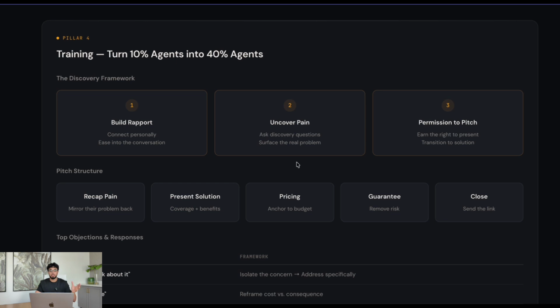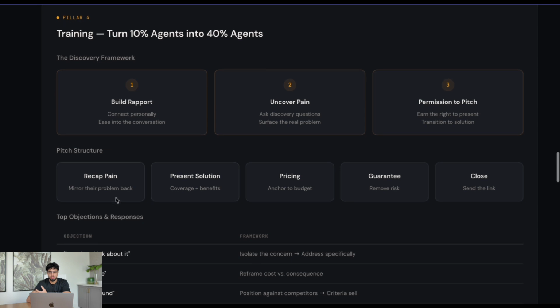So if you're dealing with everything yourself, manual follow-up, automations, the ads, you need to make sure that's all in place so you can focus on training your team. And you're just going into the pitch structure. So this is just an example pitch structure, but you can have any structure that works for you specifically. Everybody's different. But of course, recapping the pain, presenting the solution, pricing, guarantee, close, anything you want, make sure you have a specific structure and framework that you can apply to your agents, and they can put their own twist on it based on their personality.